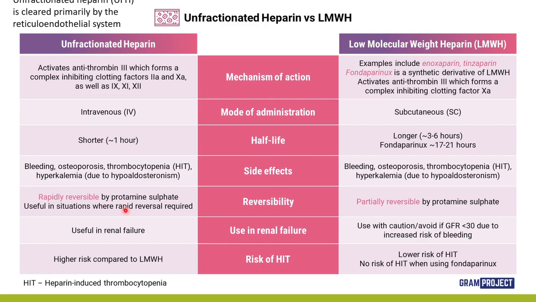Now this unfractionated heparin is primarily cleared by the reticuloendothelial system. So if the patient has any kidney problem, kidney failure, etc., you can give this unfractionated heparin. Whereas this low molecular weight heparin, you should not give to any patient who has a kidney problem, especially if the GFR is less than 30. You should not give it because it will increase the risk of bleeding. The risk of developing heparin-induced thrombocytopenia is higher with unfractionated heparin compared to the low molecular weight.